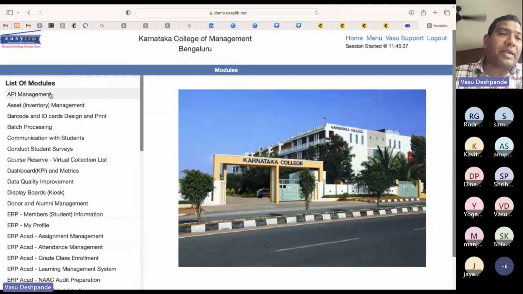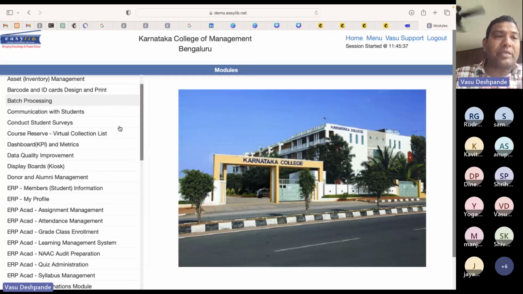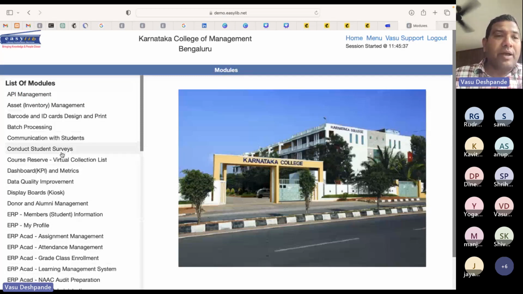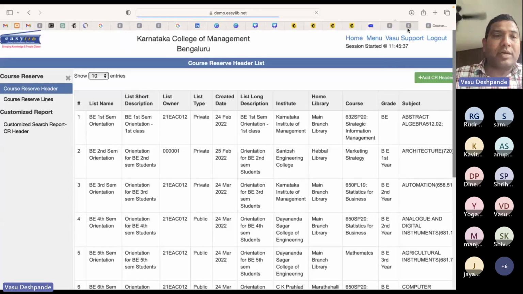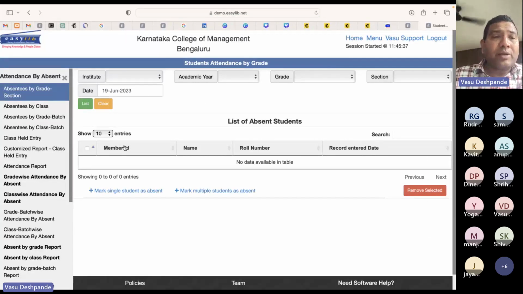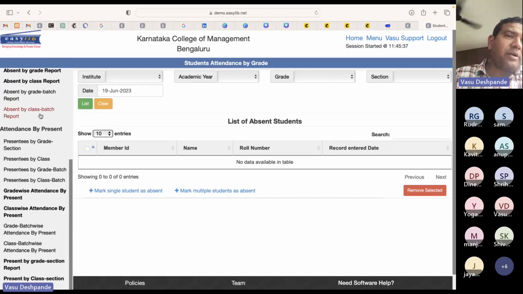So whatever I explained: API management, asset management, that's tables, chairs, computers, your buses, whatever you have got, barcode, batch processing, communication with the students, conducting student surveys. If you see over here, course reserve, that is the virtual system that you have got, the collections, attendance management, you name it. Each of the places we have gone deeper over here.